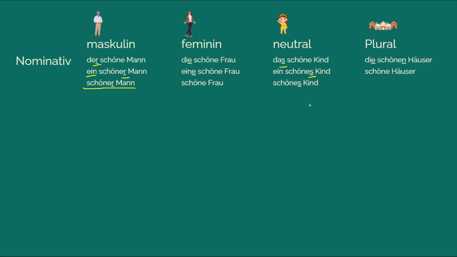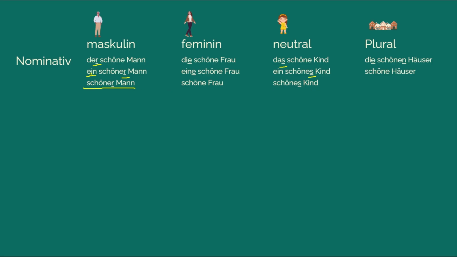All right, now for the plural, we get die schönen Häuser, and schöne Häuser. First of all, maybe you're wondering why we only have 2 entries here, because for the other forms, masculine, feminine, neutral, we get 3 entries, 3 forms each. For this one, we only get 2 forms. The reason is, in the plural, there is no such thing as a plural indefinite article.